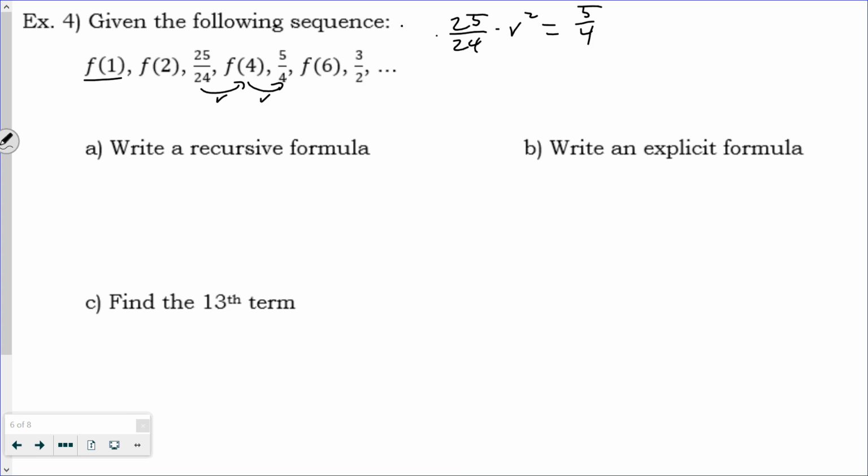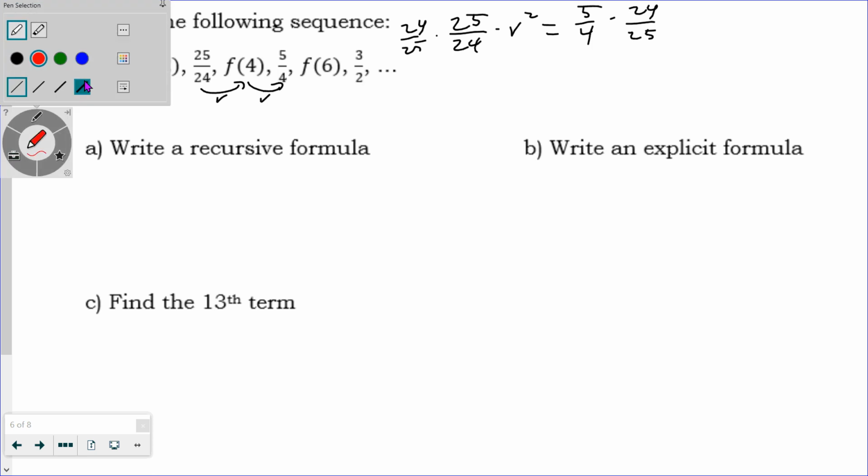So from here I can multiply both sides by 24 over 25, to cancel out that 25 over 24 on the left side. These cancel out, and I'm left with r squared on the left side. And on the right side, the 25 and 5 reduce down to 1 and 5, and 24 and 4 reduce down to 1 and 6. So r squared ends up being 6 over 5. Everyone with me? So r squared is 6 over 5.